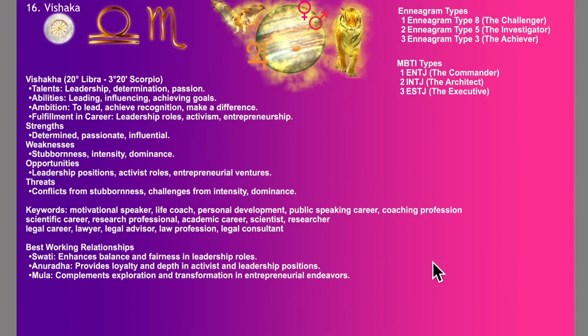The 16th nakshatra, Vishakha. Now we are going away from Libra to Scorpio. So it starts from 20 degrees of Libra and goes into 3 degrees 20 minutes of Scorpio, the beginnings of Scorpio, moving away from Libra. So right away, I wanted to start thinking in terms of going from a liberal mindset into the very tight grip of Scorpio in transformation.